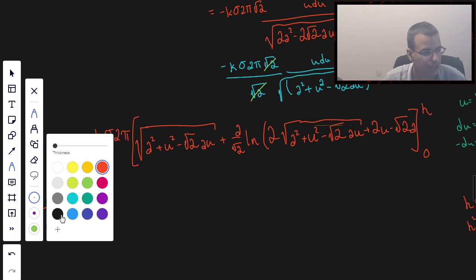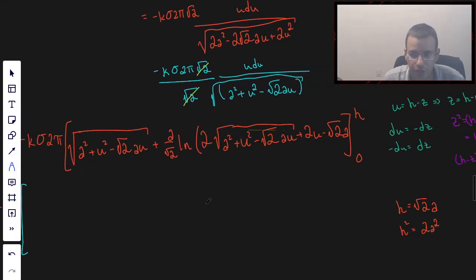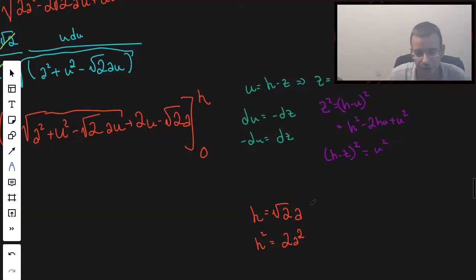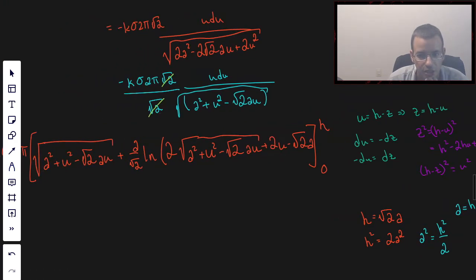And I'm going to start by putting in some of the values. So a squared equals h squared over 2. A equals h over square root of 2. All right, so that's what we're going to need for the h's.